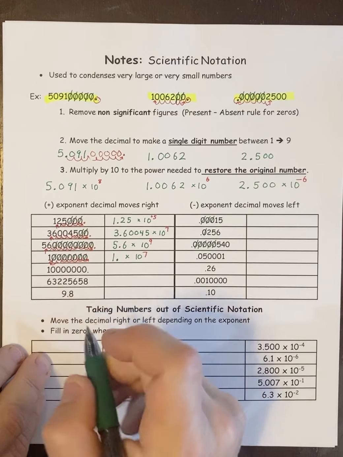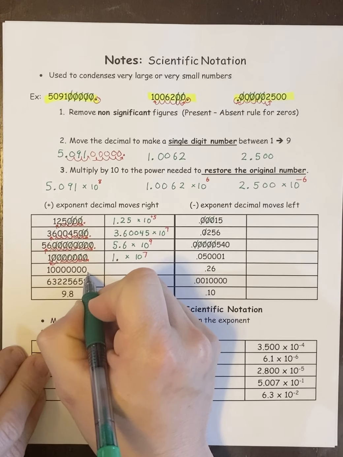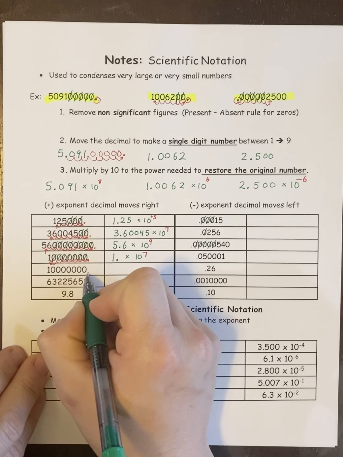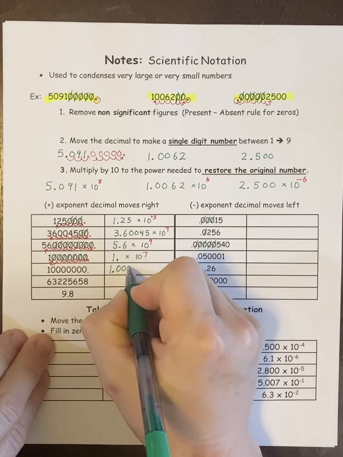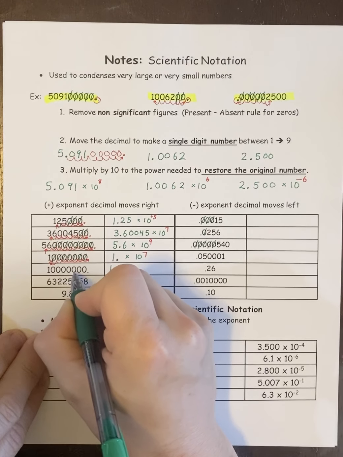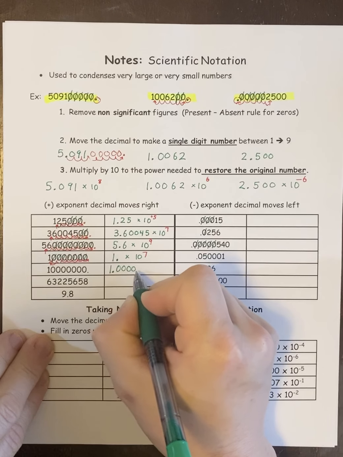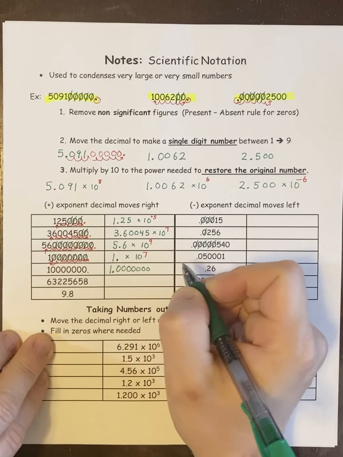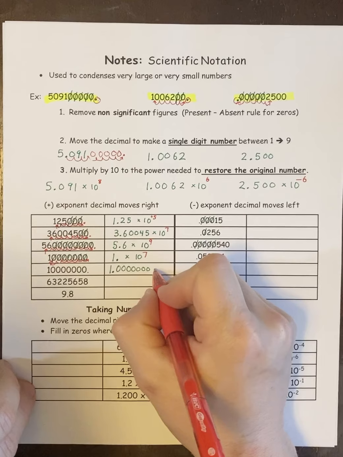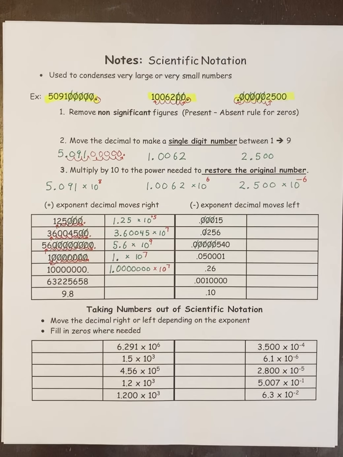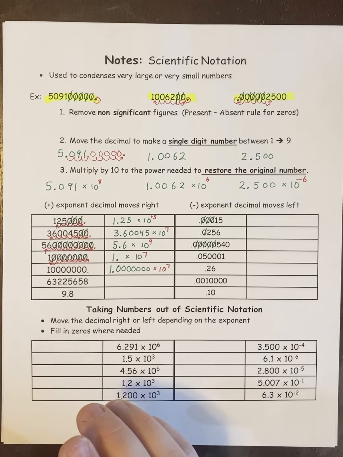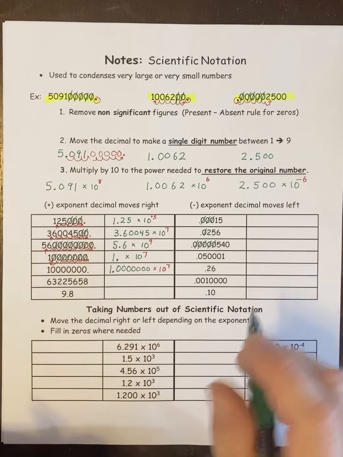Now this next problem, the decimal is there, and so therefore it does matter. So my answer ends up being 1 point. So I have the same amount of zeros, and it's still times 10 to the 7. So the difference here is the present absent rule. Sometimes we get rid of zeros if they're not significant figures. Sometimes we keep them. I'll do a few more over here, and then that'll be it.